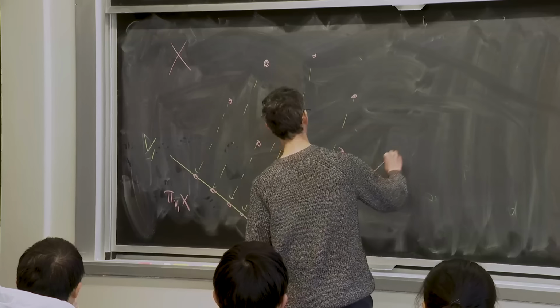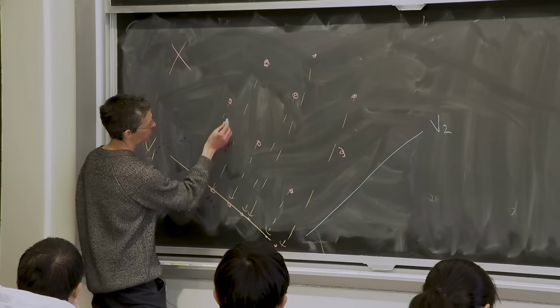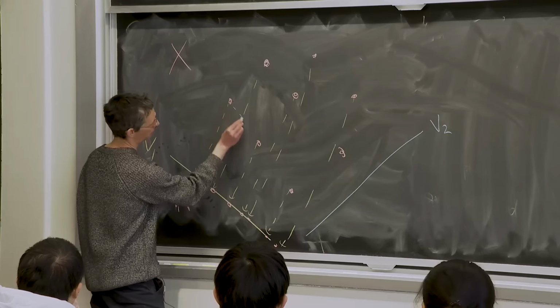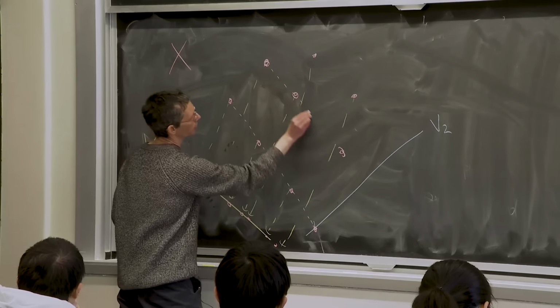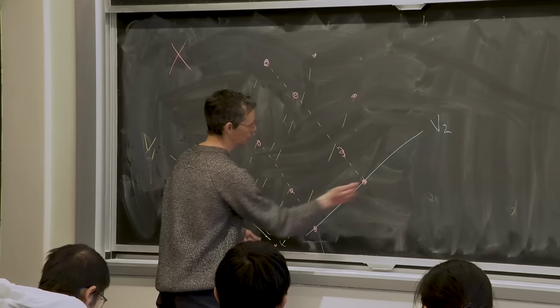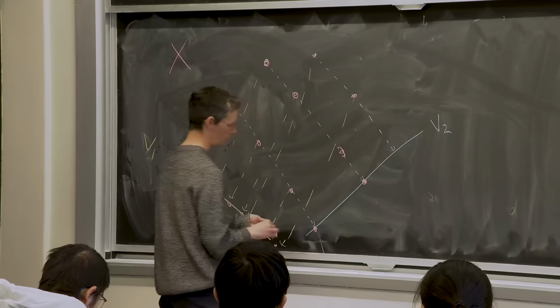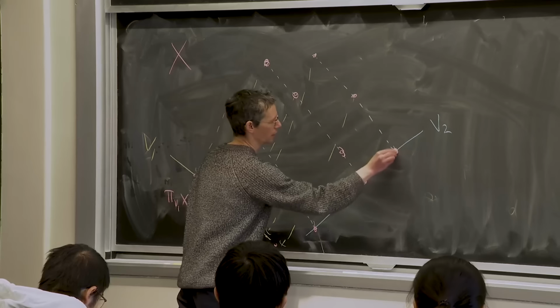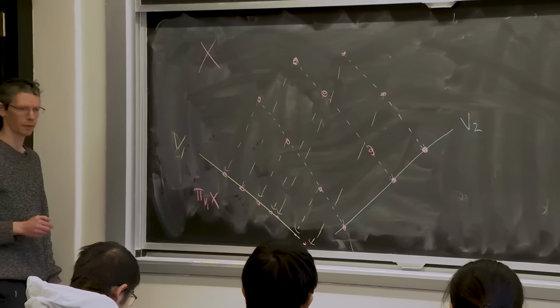So here is a different plane, V2. And if I project my set onto V2, all of those points will line up on top of each other. And all of those points will line up on top of each other. And all of these points will line up on top of each other.